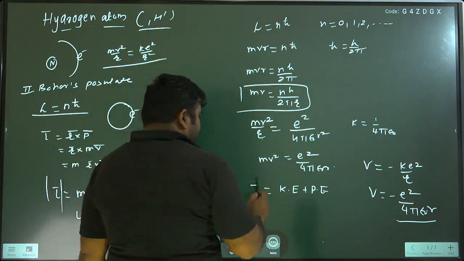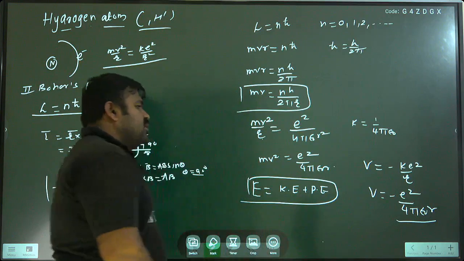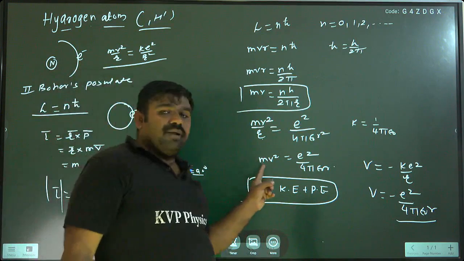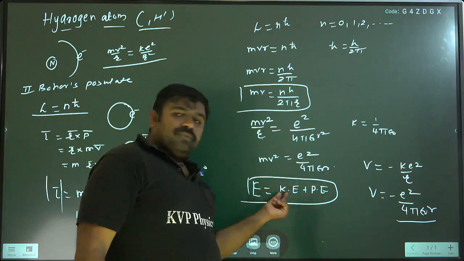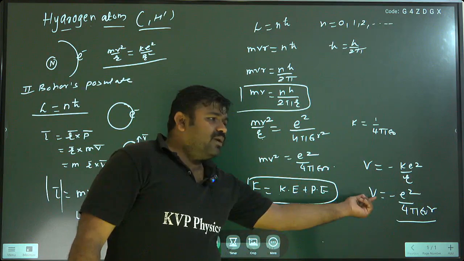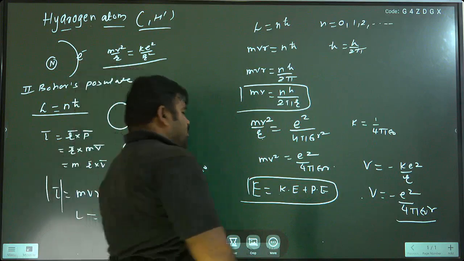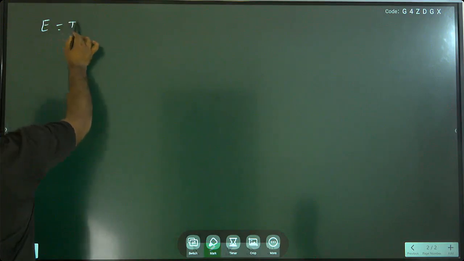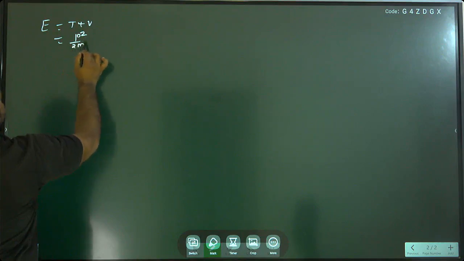And we know that total energy E is equal to how much? Kinetic energy plus potential energy. Look at what we have now, the mv square value. mv square is equal to e square upon 4 pi epsilon naught r. And total energy is nothing but kinetic energy plus potential energy. What is the potential energy for the hydrogen atom? Minus e square upon 4 pi epsilon naught r. Now substitute this value in this equation. E is equal to T plus V. Kinetic energy is nothing but p square upon 2m plus V.